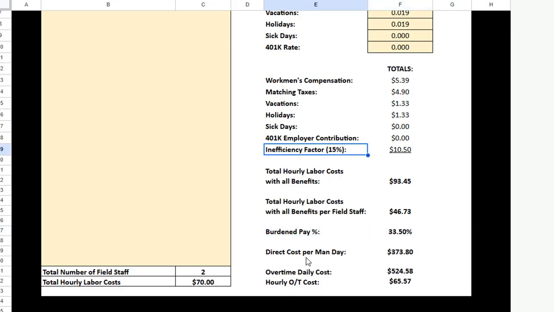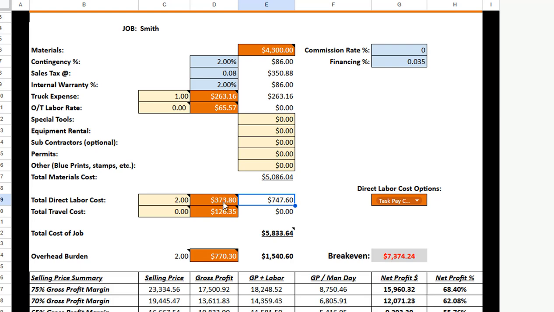But the point is, this is my cost per man day: $273.80. And since I have two guys there, it would be double this. So see that $273.80 right there? That's why that number is here. So it imports that. Okay, so I've got $747.60 for labor, but not just labor, their workers' comp and everything else.